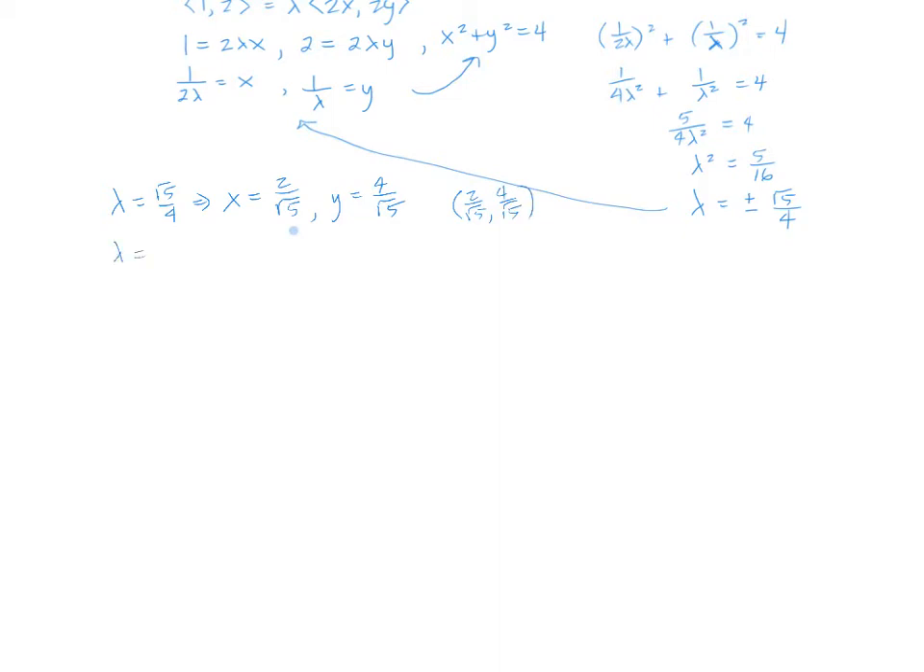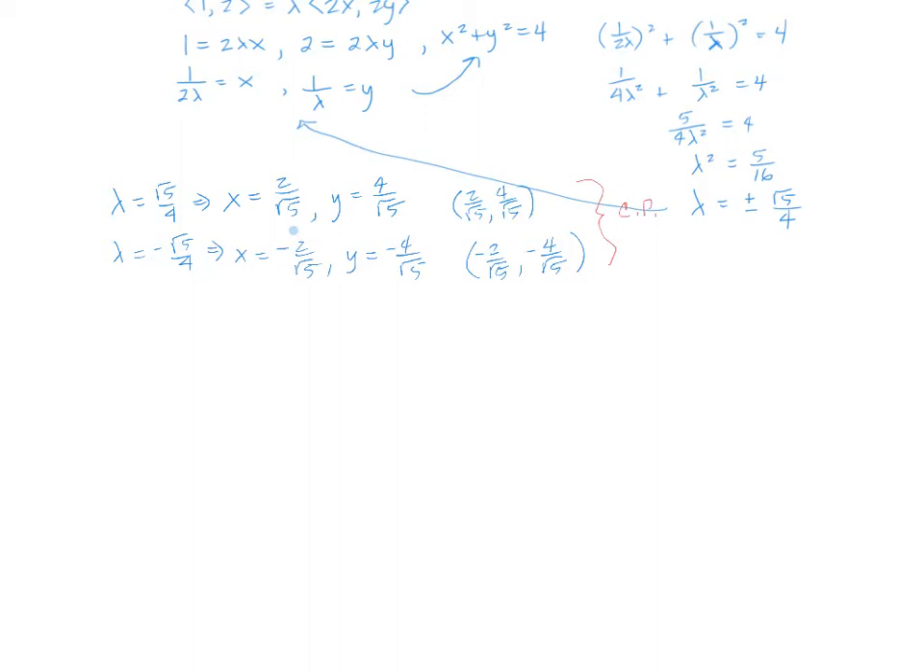If lambda is equal to the negative square root of 5 over 4, then that corresponds to an x value of negative 2 over the square root of 5, y value of negative 4 over the square root of 5, which corresponds to this critical point. So again, these are my critical points.